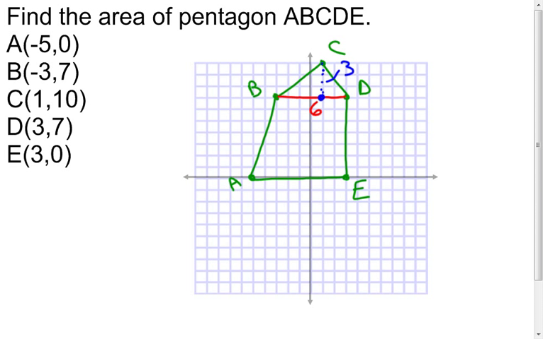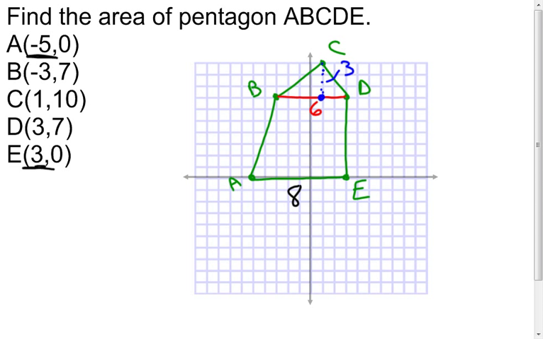I know the y values at A and E are the same. I can look at that, they're both 0. So then it's just a matter of, well, how far is it between the x values? So how far is it between 3 and -5? Well, if I take 3, subtract -5, I get 8. So now I have the length of two bases.